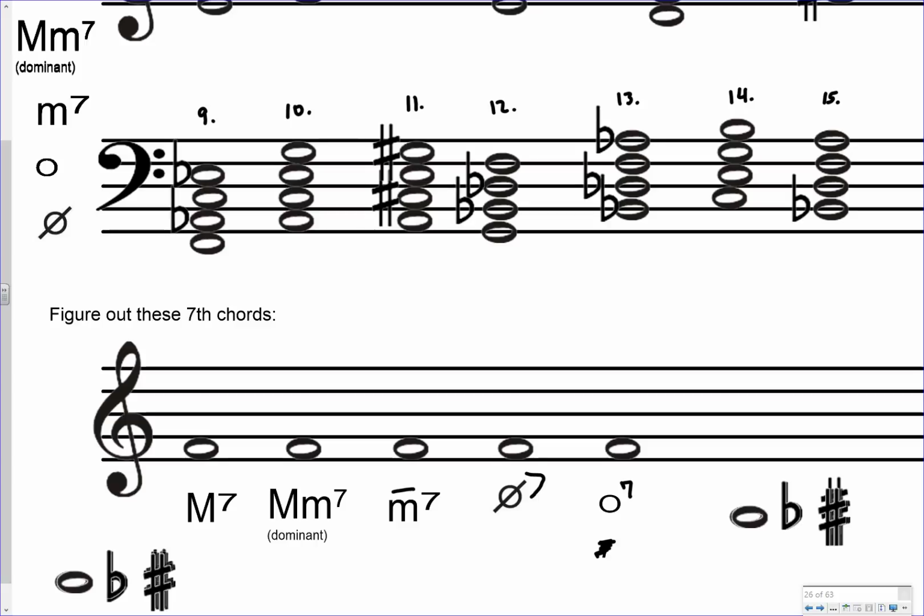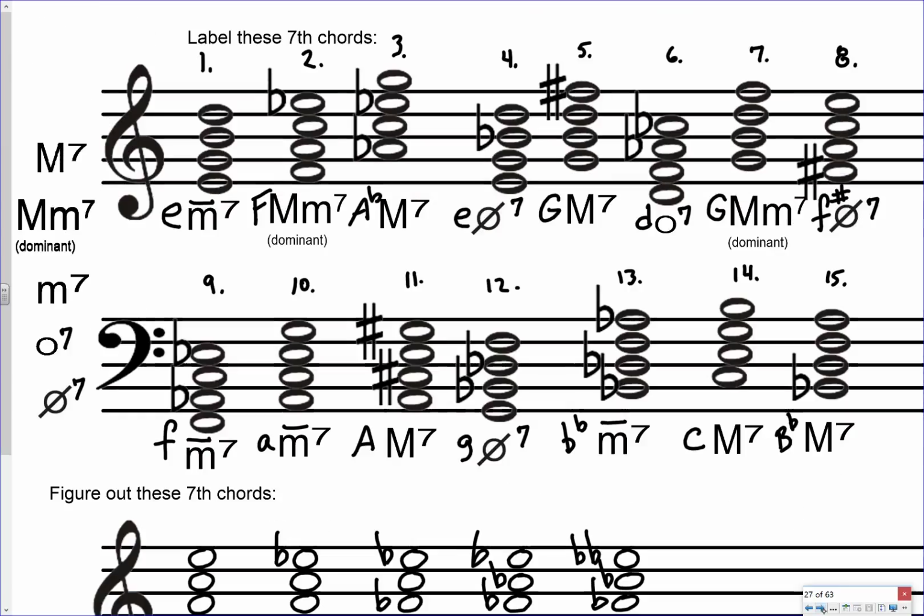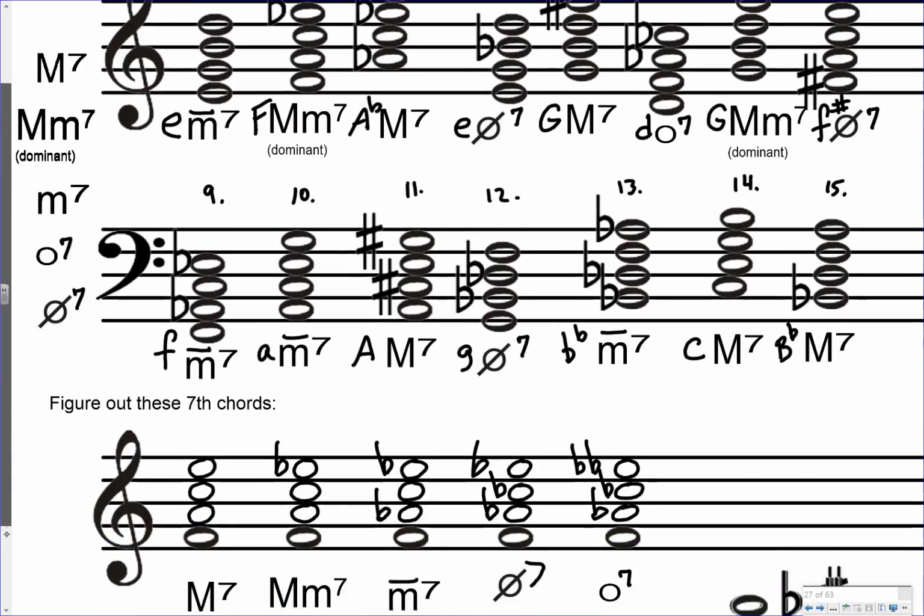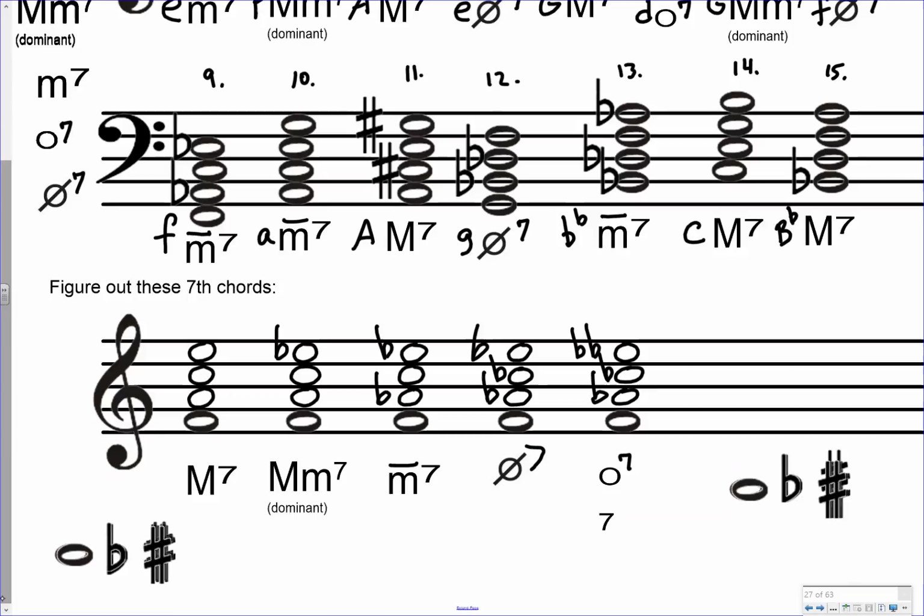Okay, let's go over our answers for this section, which is down below here. Okay, let's look at the first one. So we have F as the root, we need a major seventh. Recall that major seventh chords are a major triad plus a major seventh. So I have F, A, C, and then an E.